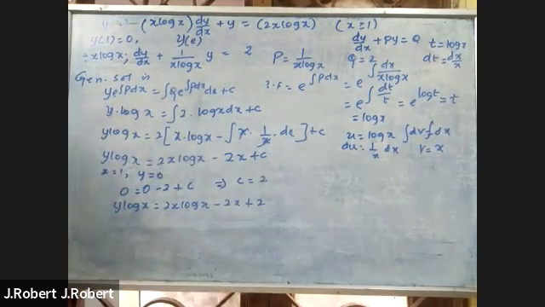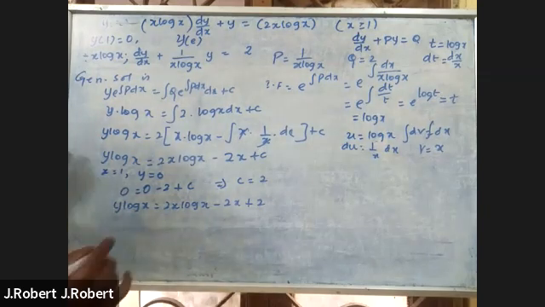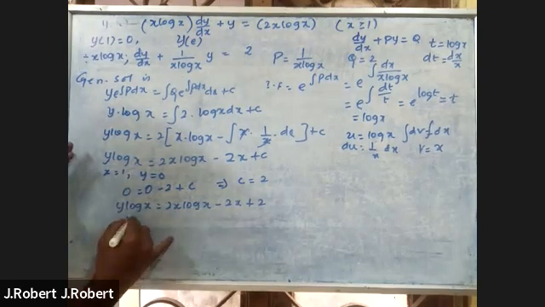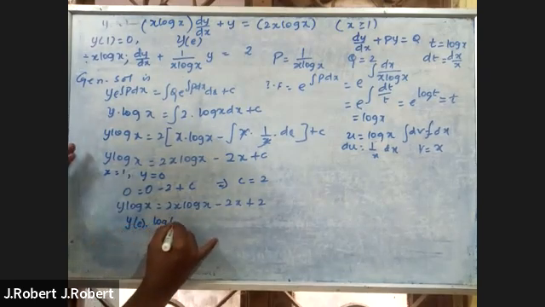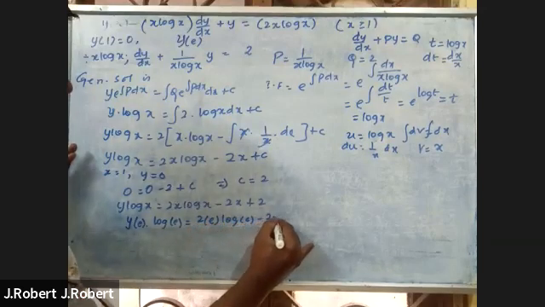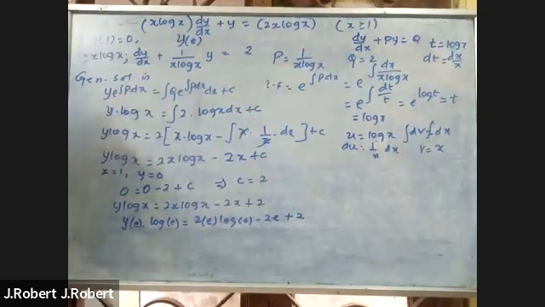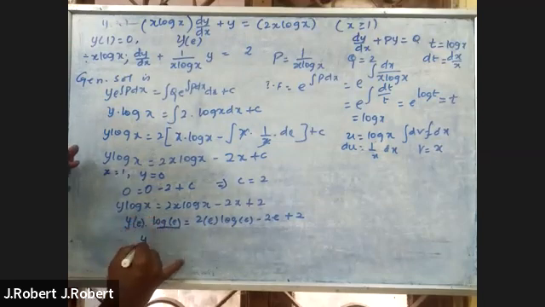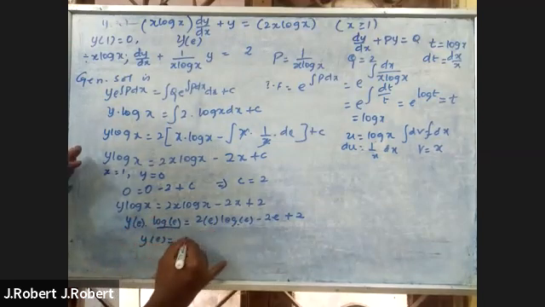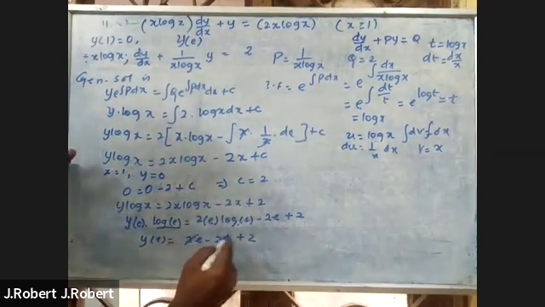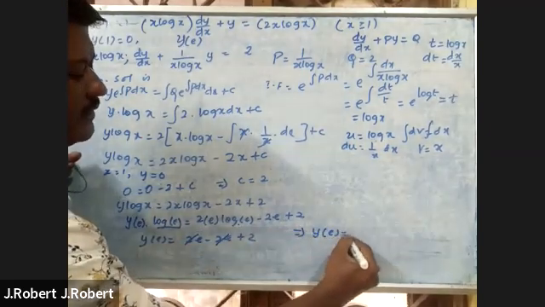So this is the general solution of the given problem. But we want to find out what y of e is. Therefore we put x equal to e: y of e into log of e equals 2 into e into log of e, minus 2 into e, plus 2. Now listen here, log of e is 1. Therefore y of e is equal to 2e minus 2e plus 2. Therefore 2e minus 2e cancel. This implies that y of e is equal to 2.